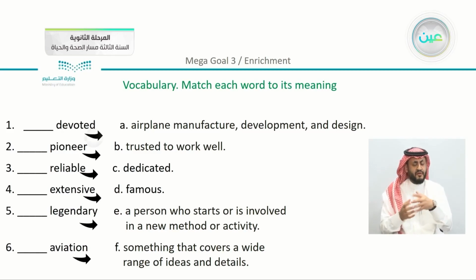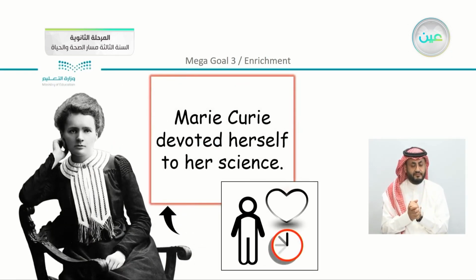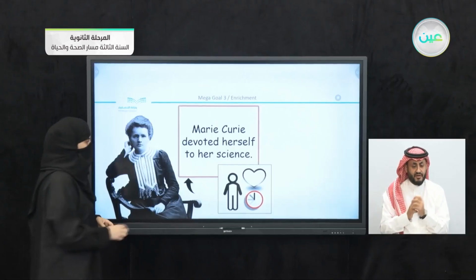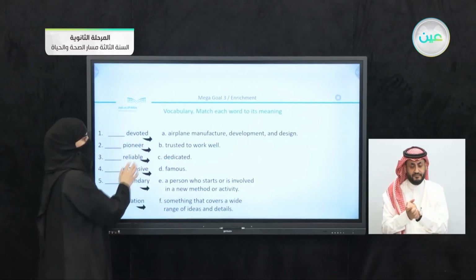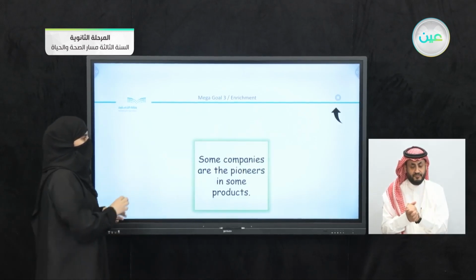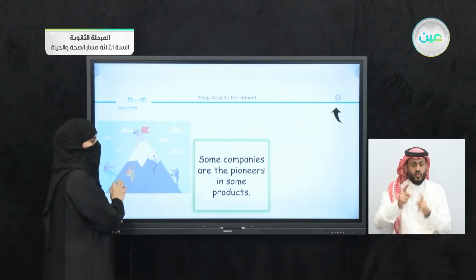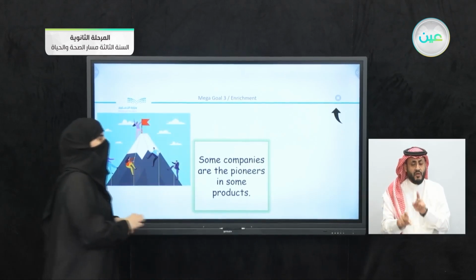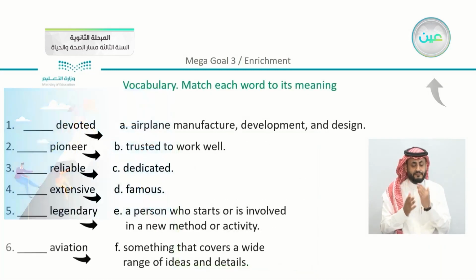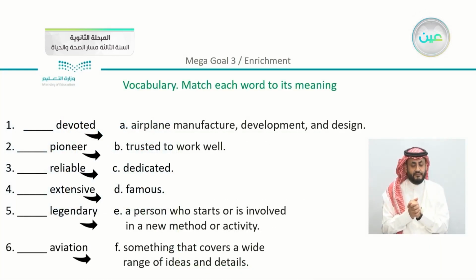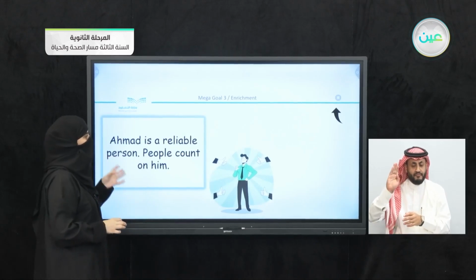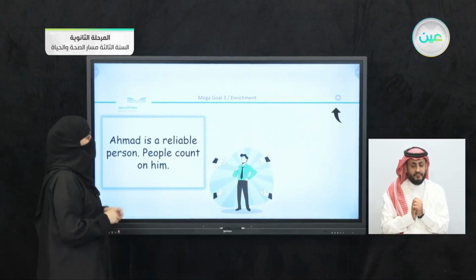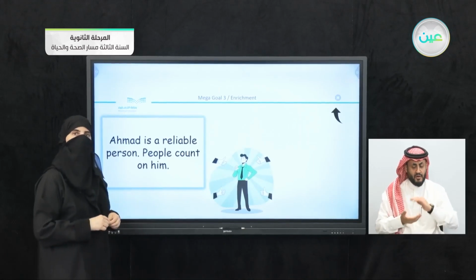So I'm going to give you short hints here. We said that Marie Curie devoted herself to her science. Also, we mentioned pioneer. For example, we said that some companies are the pioneers in some products. Moving on, we had also the word reliable. We said that, for example, Ahmed is a reliable person. People count on him.